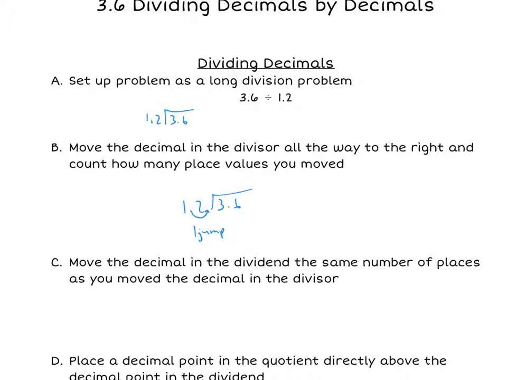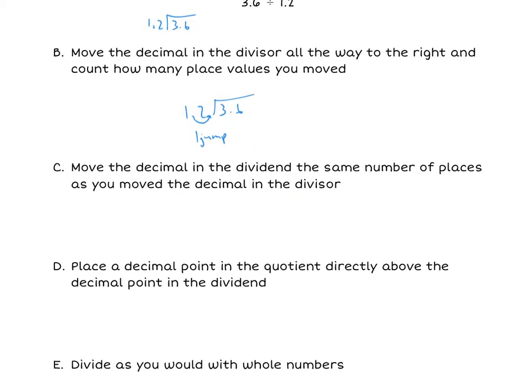Okay? Then it says move the decimal in the dividend, which is the number underneath, the same number of jumps. So if you move the outside one 1, you're going to move the one underneath 1. So we have 12 here, and I moved it one jump, so 3.6 becomes 36 with one jump here. Does that part make sense? So I moved one jump here, so I have to move one jump in the other number. Okay?